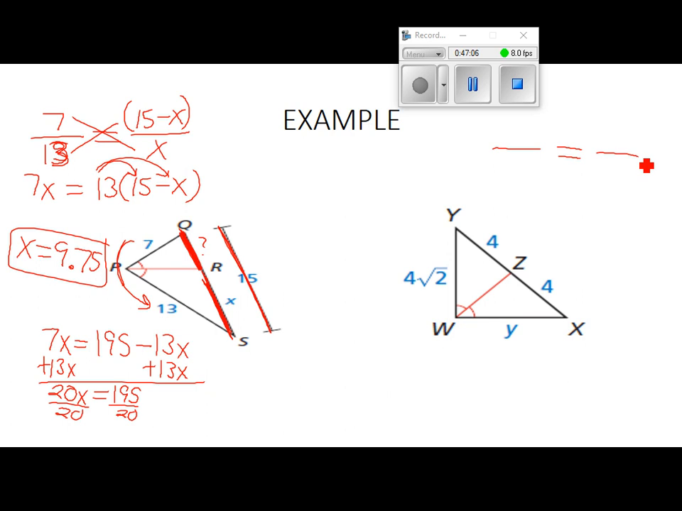Next one. Made this one a little tougher too. Put that square root in there. We talked about this the other day. This is an exact answer instead of a rounded off answer. Somebody tell me how you would match them up here.